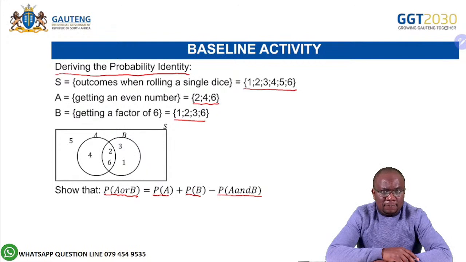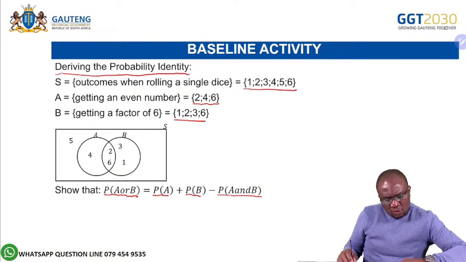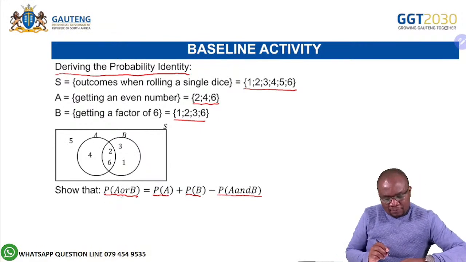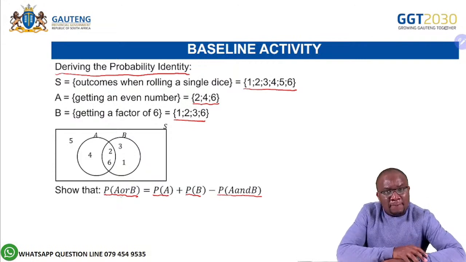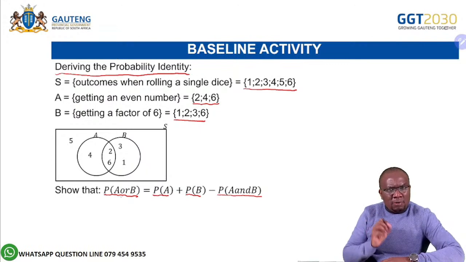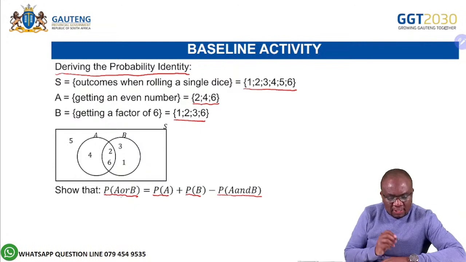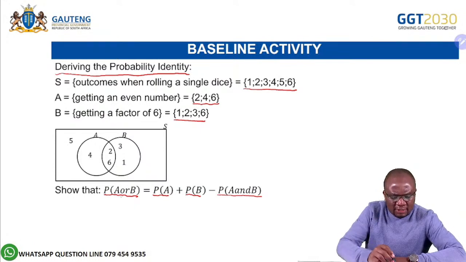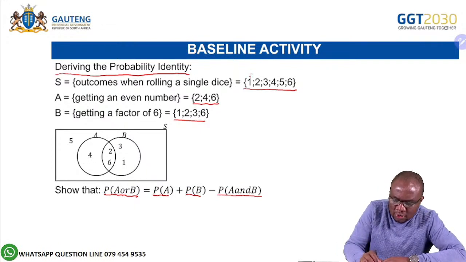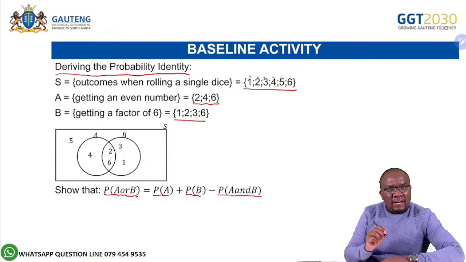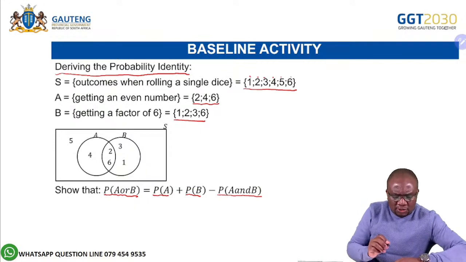So now, we want to see if the left-hand side, probability of A or B, is equal to probability of A plus probability of B minus probability of A and B. Let's look at these things one by one. What is probability of A or B? Remember, these numbers are not like we're saying here there are 4 items. No, it's just one outcome. These are the outcomes: 1, 2, 3, 4, 5, 6. So when you're saying 6, we count it as one item. 5 is one item. You see that?